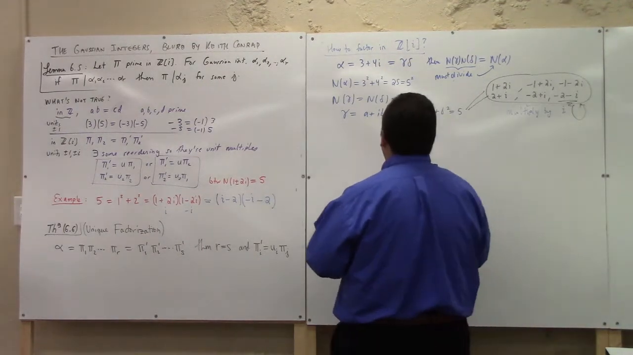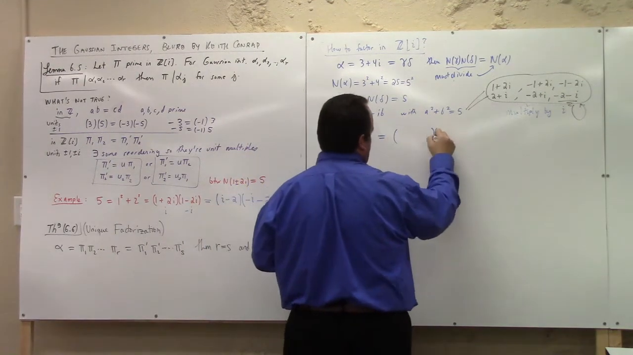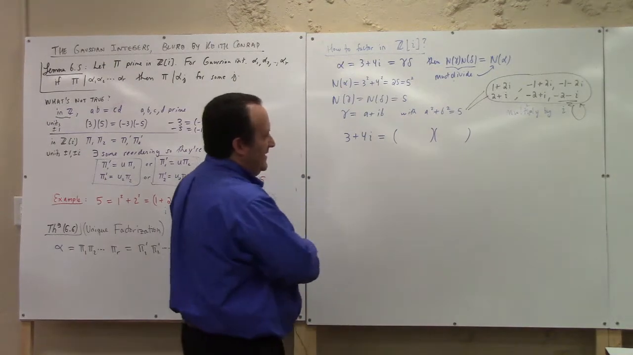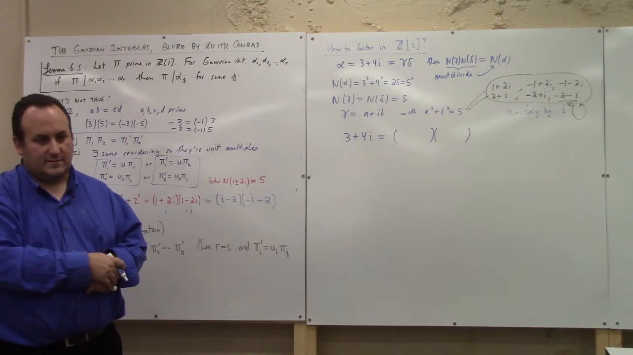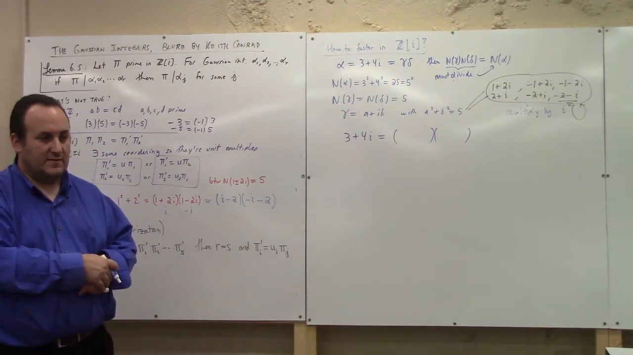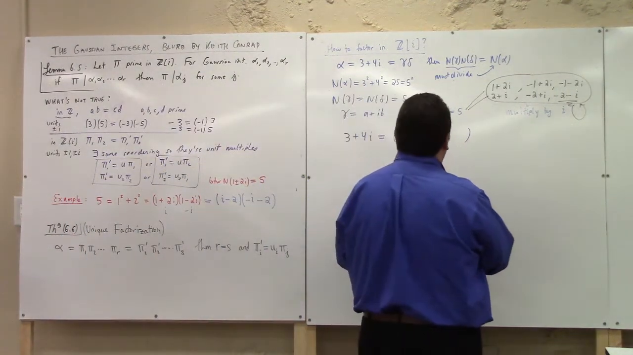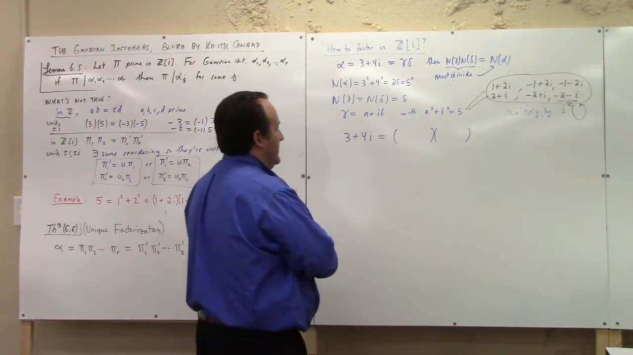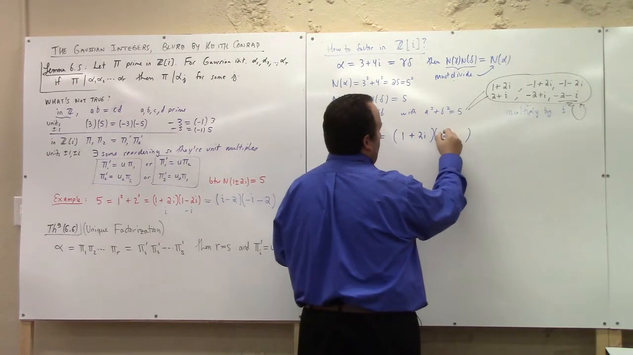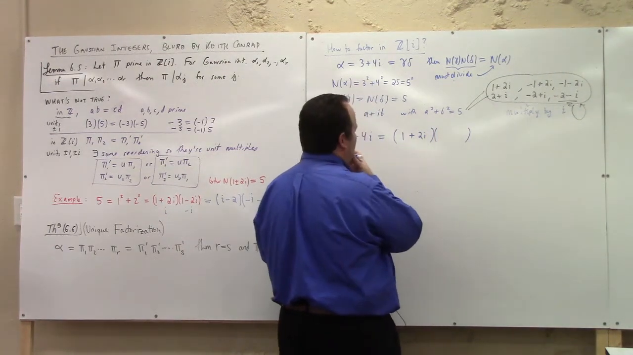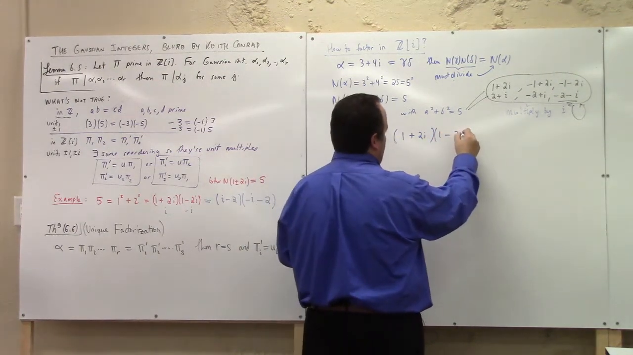So you just try to do it. We need 3 plus 4i, something times something. Both of the somethings have to be taken from that list. What's 6 choose 2? That would be the number of possibilities here, right? But anyway, I don't know, 1 plus 2i, and then I got to get a 3 somehow. How do I get a 3? 1 minus 2i maybe?